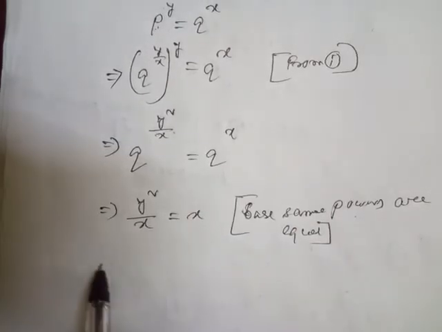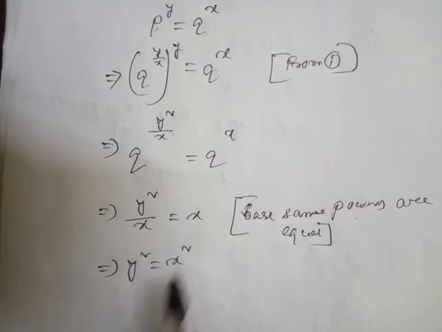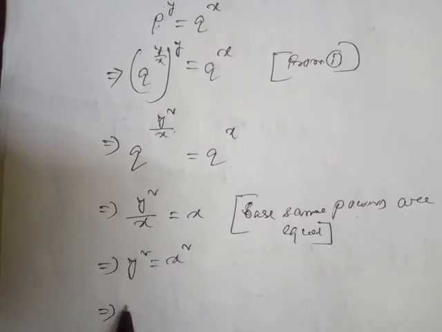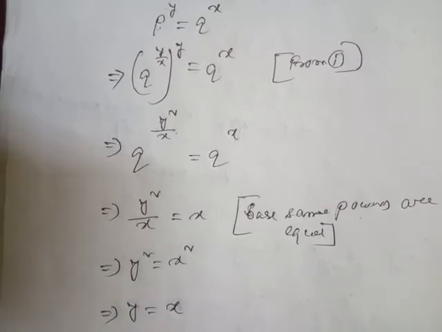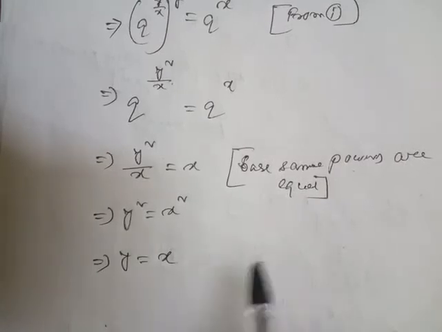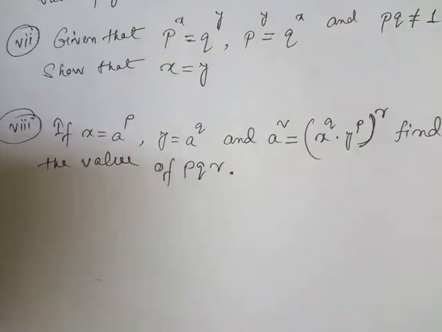So now go for the cross multiplication here. So y square equal to x square. Now in both the sides 2 and 2 cancel because powers are same, so y equal to x. This is the proof. X equal to y, or yeah, this is the proof actually. So we can write here that showed or proved.